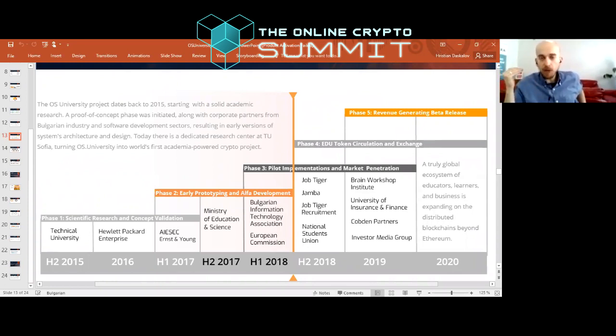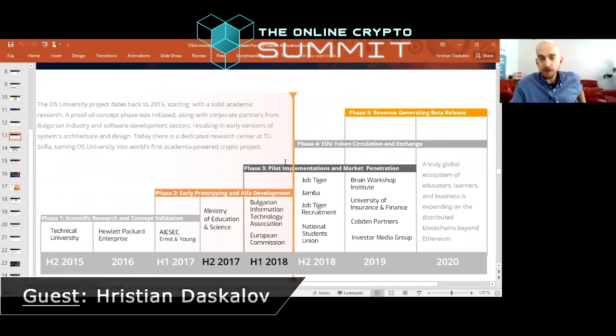So we are moving from early prototyping and alpha development, which the past few quarters were primarily addressing, slowly into pilot implementations and, of course, market penetration. As of the second half of 2018, with our alpha version live, we are starting to implement our smart contracts that will be running on the distributed educational marketplace with the partners listed over here.